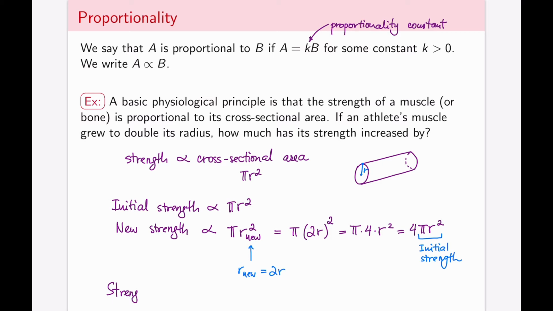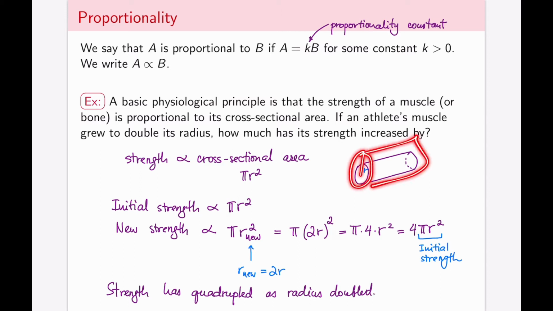Strength has quadrupled as radius doubled. The problem is with intuition here, it's easy to get caught up in the fact that if the radius got doubled, then the strength probably got doubled too.